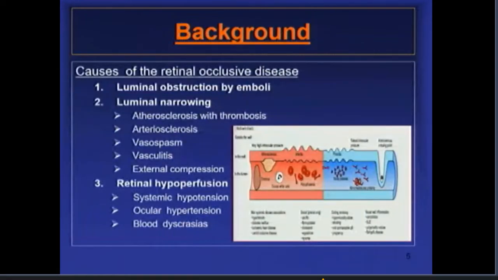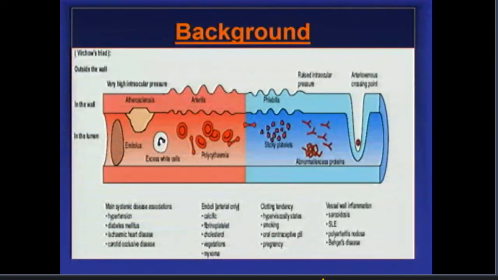When we look at the causes of retinal arterial occlusive diseases, we have to organize them so that we can recognize where to go and how to work up the patient. We have causes that focus on luminal obstruction or luminal narrowing, including atherosclerosis, vasospasm, vasculitis, and external compression, or retinal hypoperfusion, which could be secondary to systemic hypotension, ocular hypertension or blood dyscrasia. We usually use Virchow's triad, which can help us.